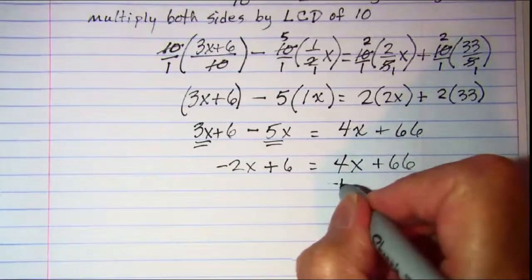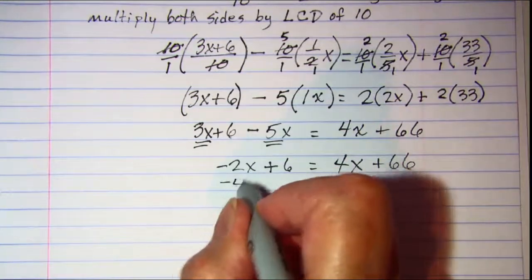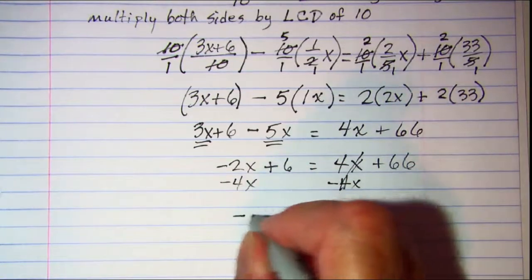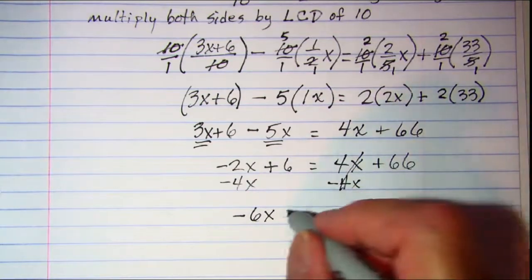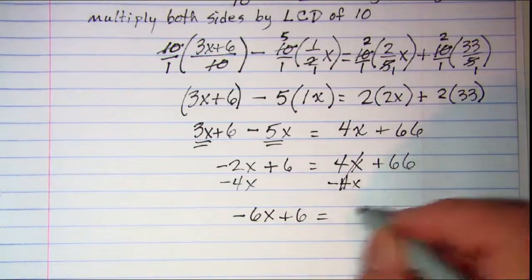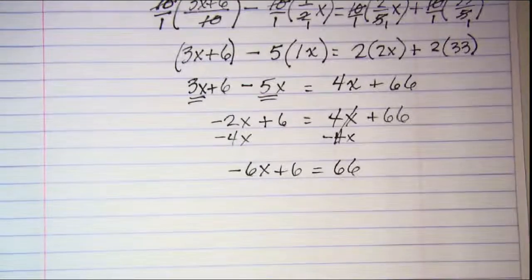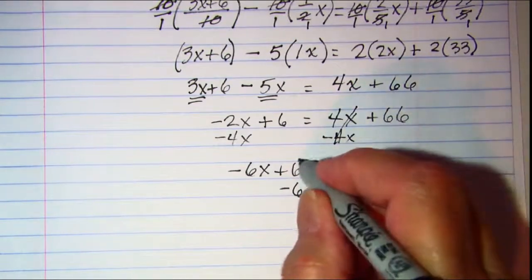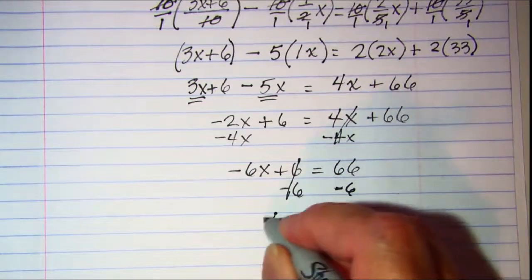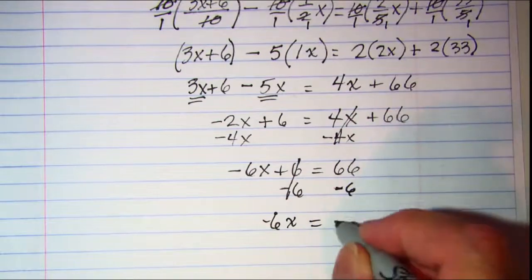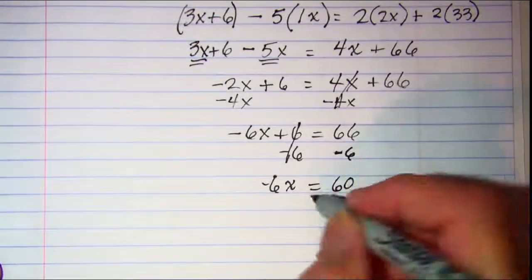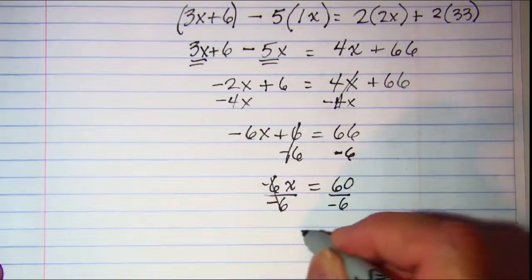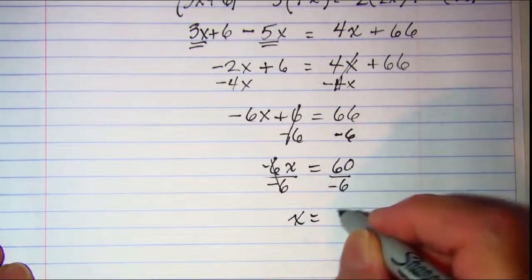And let's subtract 4x from both sides. And these will cancel. Negative 2x and negative 4x is negative 6x. And then copy. Subtract 6 from both sides. These will cancel, and I have a negative 6x is equal to 60. Divide both sides by negative 6 to isolate the x. These will cancel, and I have x is equal to a negative 10.